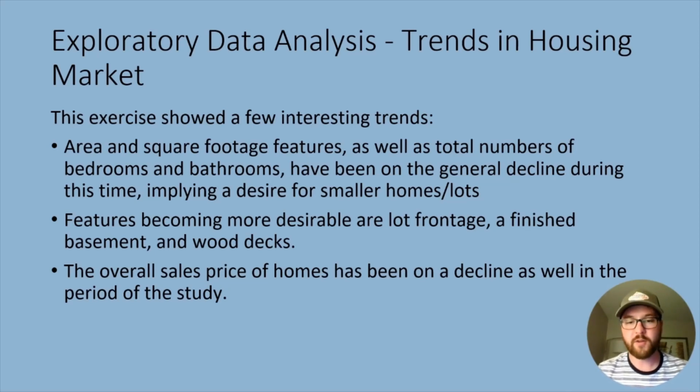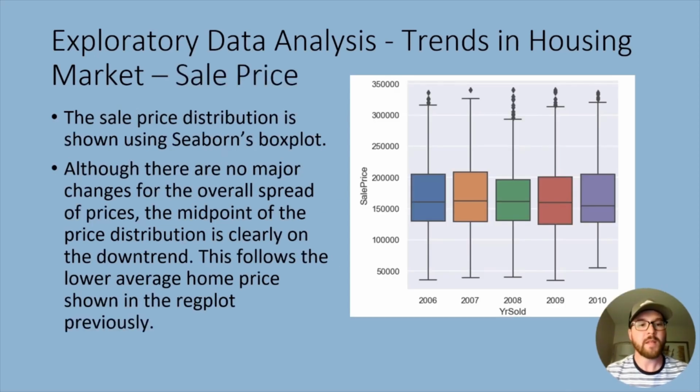There are a few features that are more prominent: wood decks, finished basements, and lot frontage. And overall, the sales price has been down over the years. This is a box plot just showing the distribution of the sale price data over years. So it shows the general midpoint of the data trending in the downward direction.